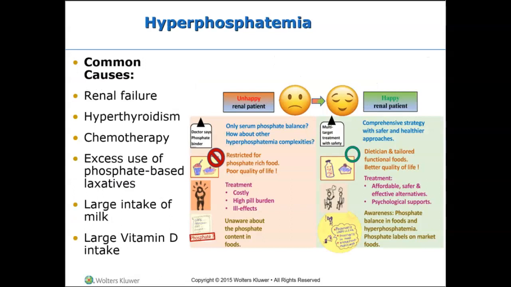Okay, hyperphosphatemia. Again, renal failure because we're keeping too many waste and electrolytes in our body. It could be from chemotherapy. It could also be from patients consuming a large amount of milk and large amounts of vitamin D. It could be an excessive use of phosphate-based laxatives. That's a big one, especially with the elderly. Some elderly patients are consumed with their bowels.